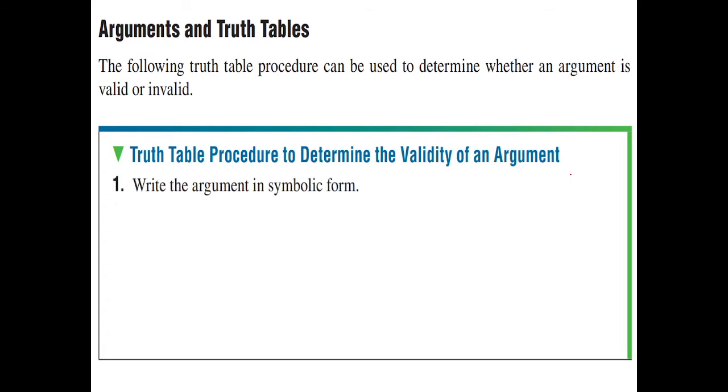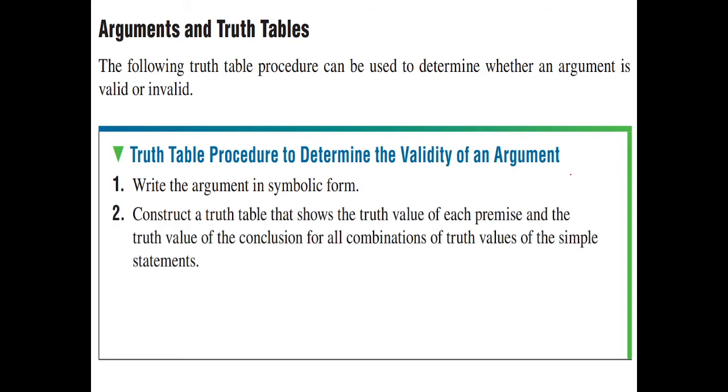Step 1. What we did earlier: write the argument in symbolic form. Those two examples are step number 1. Step number 2, use the truth value tables from earlier to determine the truth value of each premise and of the conclusion. Take note: determine the truth value of the first premise, the second premise, and the conclusion. The truth values come from conjunction, disjunction, negation, conditional, and biconditional.